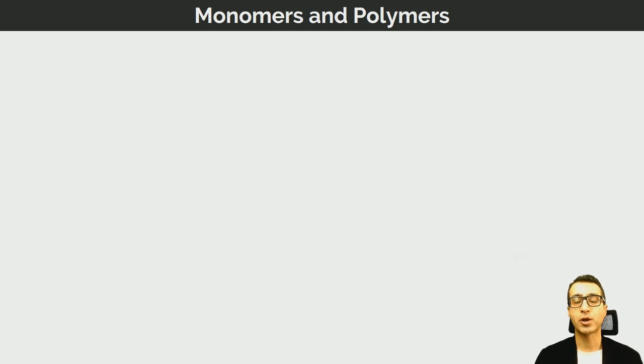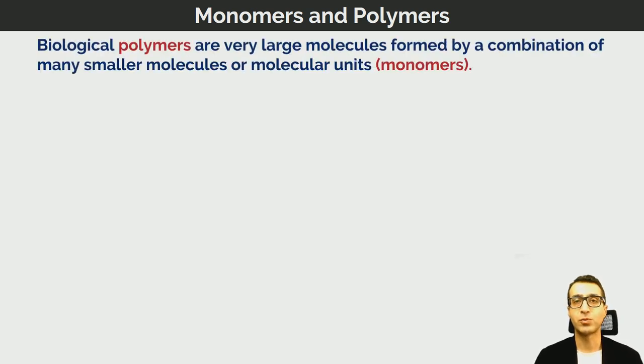But biological polymers tend to be very large molecules formed by a combination of many smaller molecules or molecular units that we call monomers. Now the prefix mono comes from the word that means one, whereas the prefix poly means many. So monomers are the individual subunits, the smaller molecules which are chemically bonded together in a repeating manner or pattern to form the larger molecules called polymers. And typically in biological systems, this involves enzymatic catalysis.